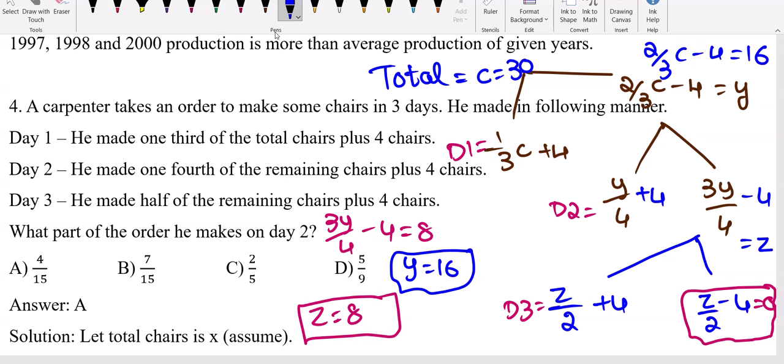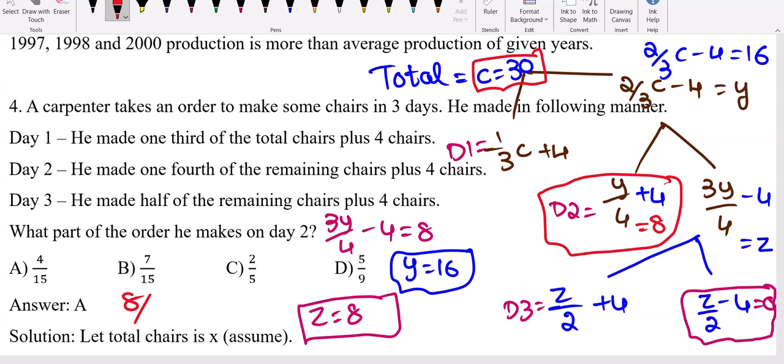On day 2, how much did you do? Day 2, what is the task done? Y by 4. We have 16 by 4, 4 plus 4, 8. You did 8 out of a total of 30 on day 2. So 8 out of 30 is nothing but 4 out of 15. Option A. You can take around 2 minutes for the question, because it's 15 questions in 25 minutes in the advanced section.